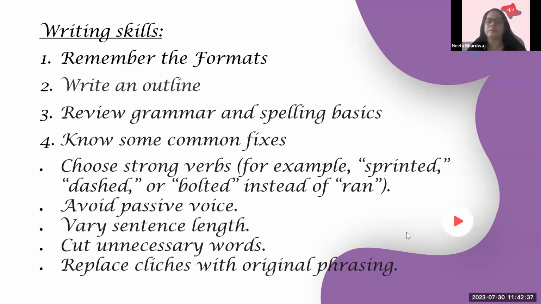Okay. Now, these are some common mistakes which children make. So, what are they? Instead of writing ran, you should use stronger verbs. You can use a better word, for example, dashed, bolted, sprinted, instead of writing ran. Okay, I bolted from there. I dashed from there. So that makes the writing impressive.